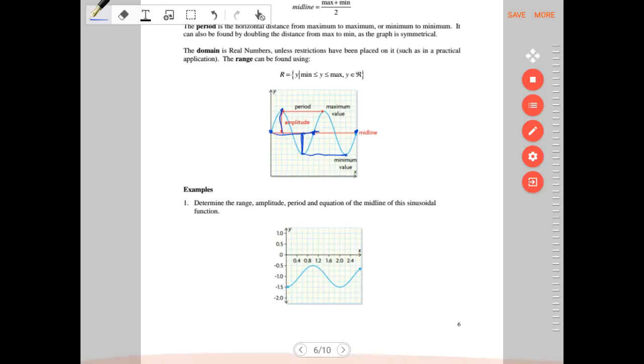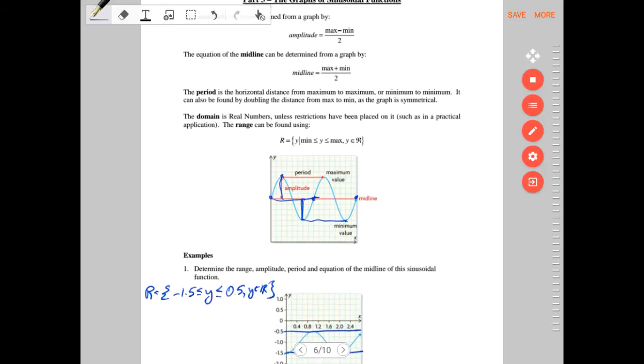Let's try some examples with this newfound knowledge. Determine the range, amplitude, period, and equation of the midline of the sinusoidal function. Let's start with the range. Again, we want minimum less than or equal to y less than or equal to maximum. The minimum looks to be here at negative 1.5, and the maximum looks to be at negative 0.5. Y belongs to the reals.